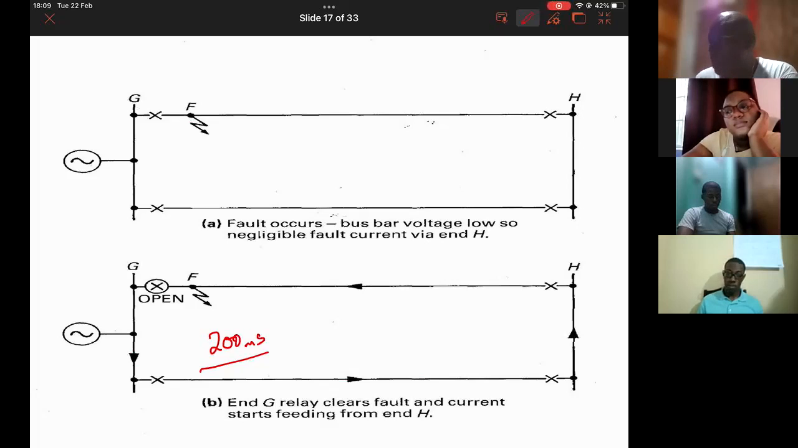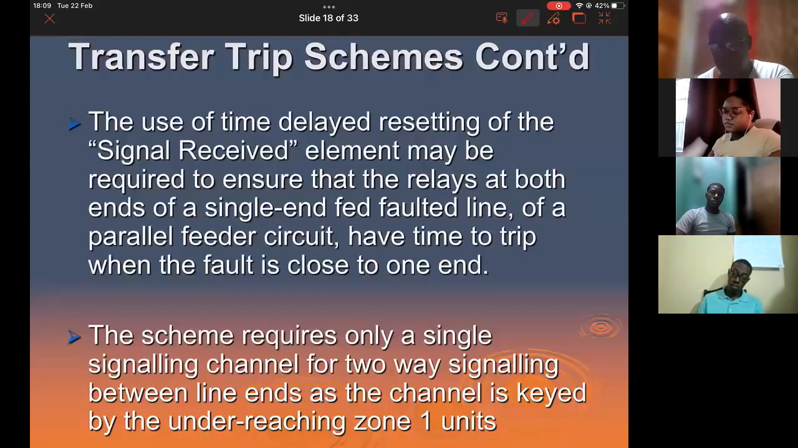All right? Okay, so we have looked at the extension scheme, we have looked at the trip scheme, direct transfer, and we have looked at the permissive underreach. The next one we want to look at is the permissive overreach. And the only main difference here, students, is where the signal is sent from. So that's the primary difference. You have the notes there, but the main difference, oh, I had all of this written. Okay, you can write this. My bad.